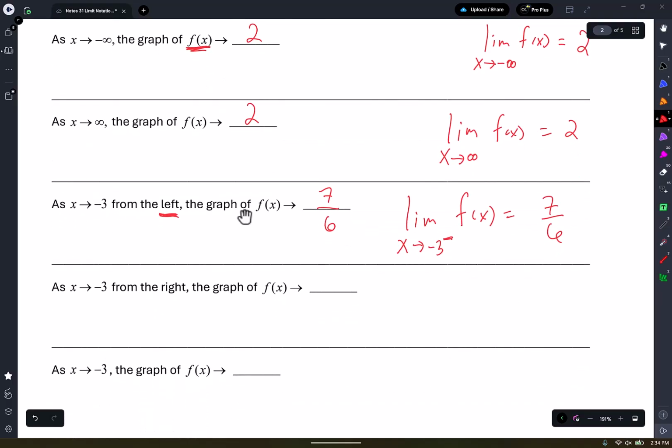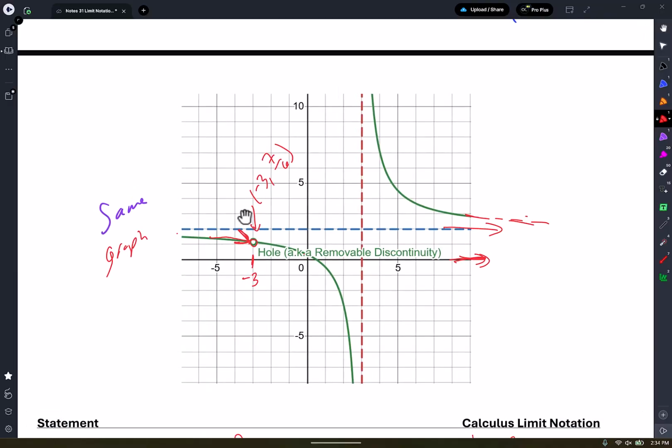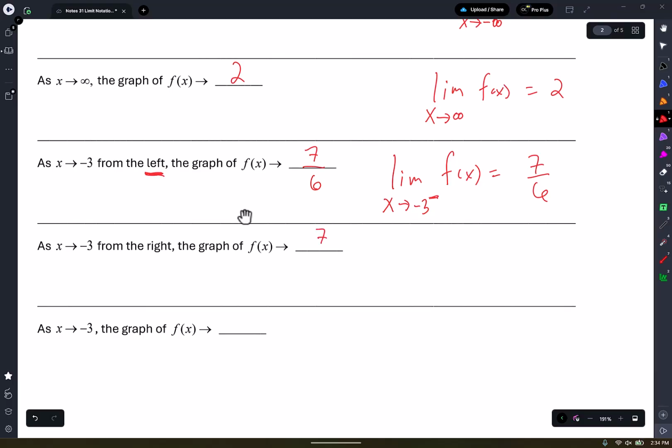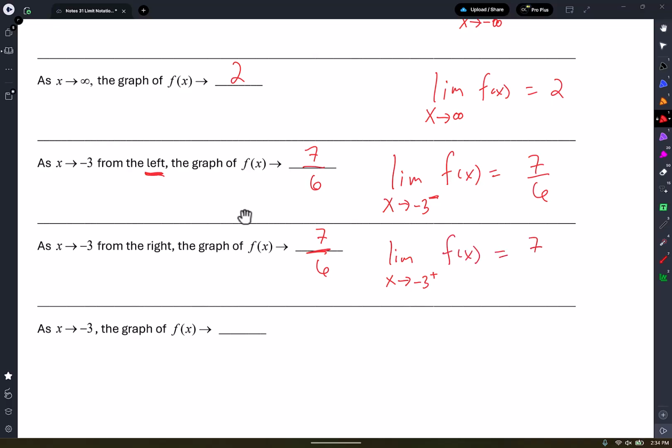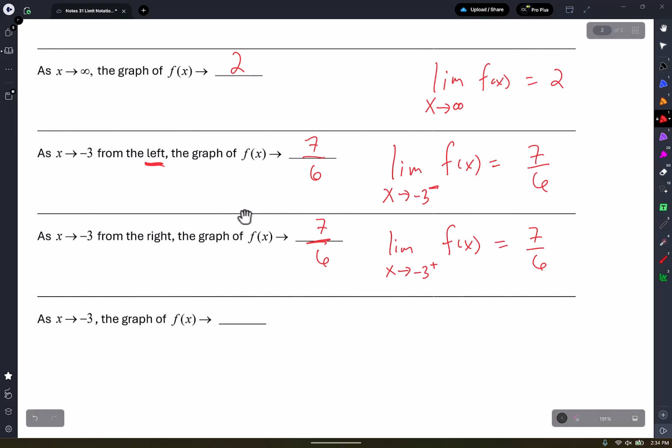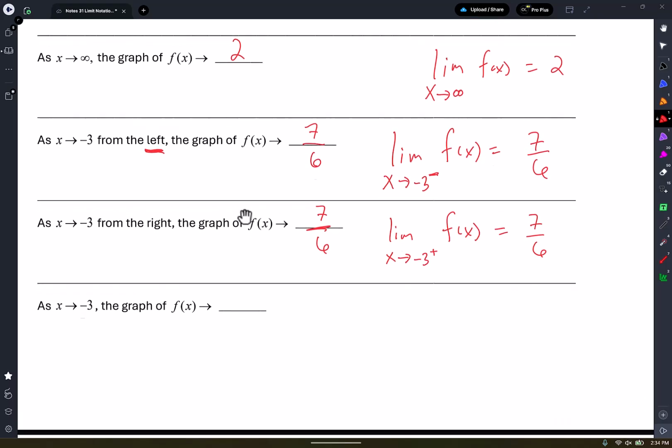As x approaches -3 from the right, the graph of f of x approaches, okay. Well, if I approach -3 from the right, so I'm looking at numbers to the right of -3, as I get really close to -3 from the right, what's that y value that I'm approaching? 7 over 6 again. So I'm going to write limit as x approaches -3 from the right, put a little plus symbol on the upper right-hand corner of this function, and it's going to equal 7 over 6. We still okay? All right, next one.